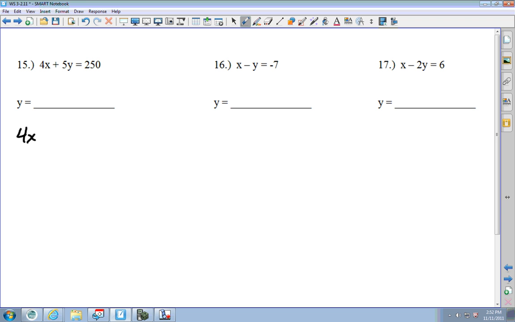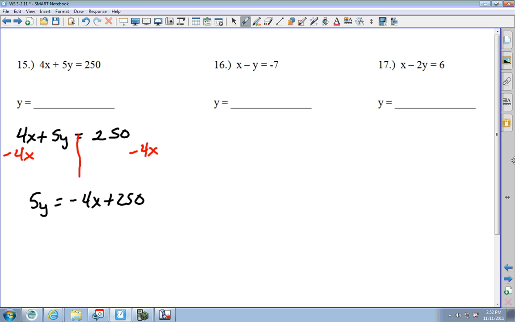I have 4x plus 5y equals 250. Okay. I'm going to subtract 4x from each side. I get 5y equals negative 4x plus 250. I'm going to divide by 5. I get y equals negative 4/5 x plus 50.